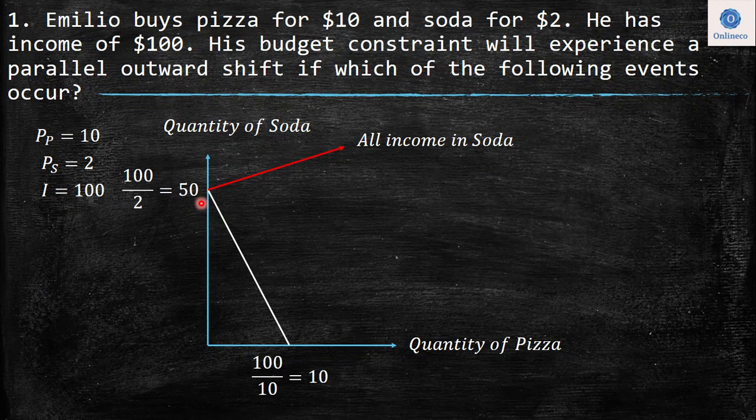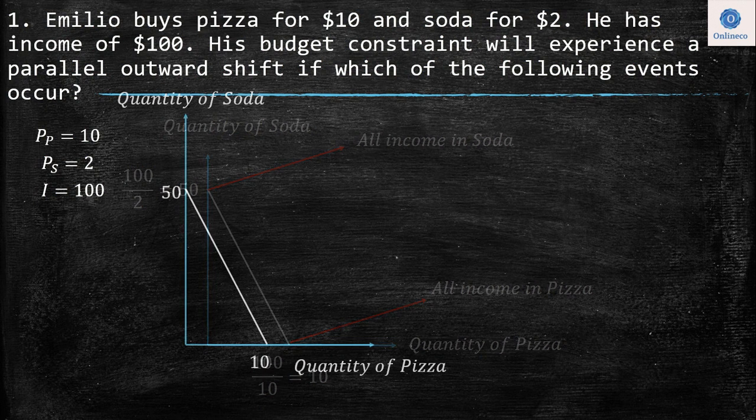Then the other intercept should be the income over the price of pizza, so 100 over 10, which gives us 10. This is the case where all income is spent on pizza. So this is how we can represent the budget constraint.